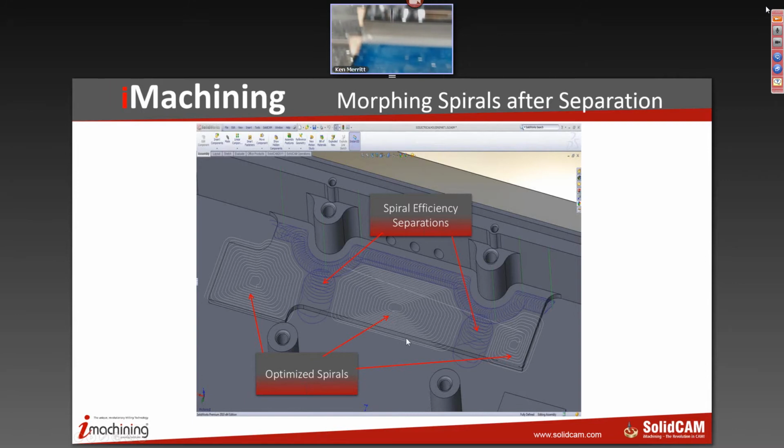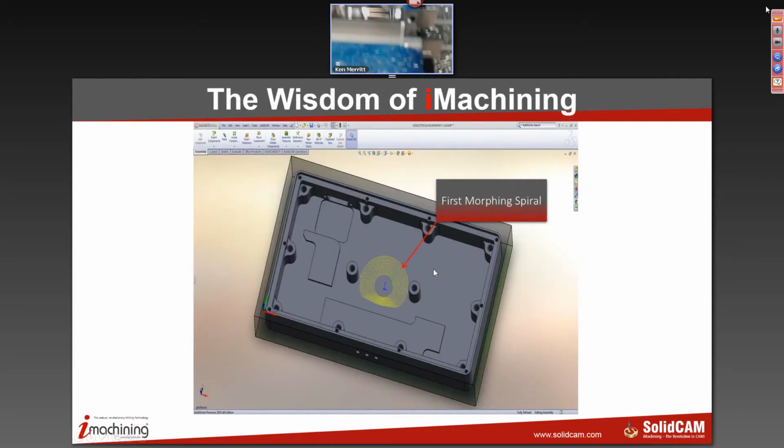Now let's walk through a traditional part here, a typical part with an iMachining style cut. One of the things we're going to do, whether it's an inside-out spiral or an outside-in spiral, is try to give preference to spiral morphing. Now we can't always do that first chronologically, but it's our first priority, okay?